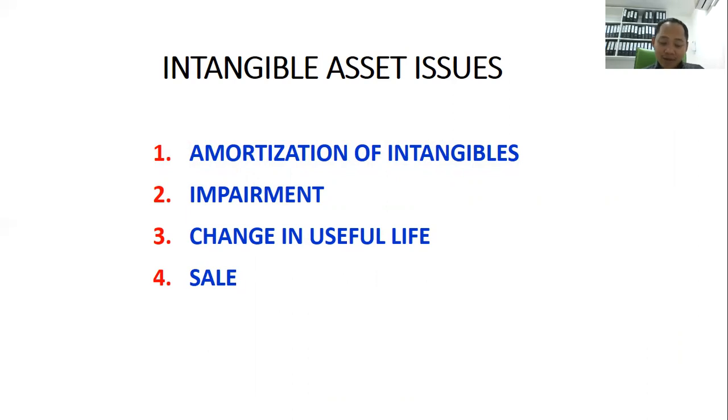Okay, so here comes the amortization of intangibles. Amortization actually has the same meaning as depreciation. Depreciation is used for PPE, while amortization is for intangibles, but the concept is the same. So you can use straight-line amortization, depending on the life of the intangible assets.